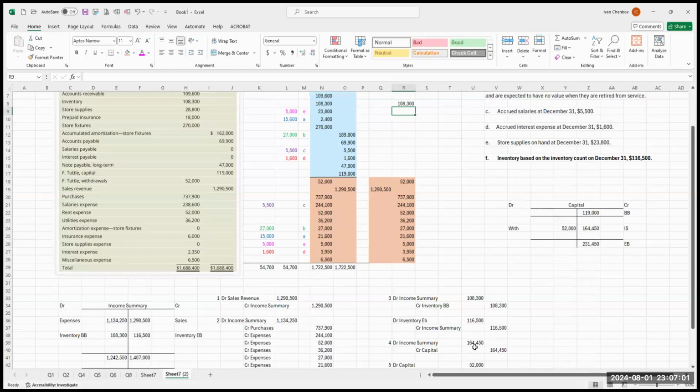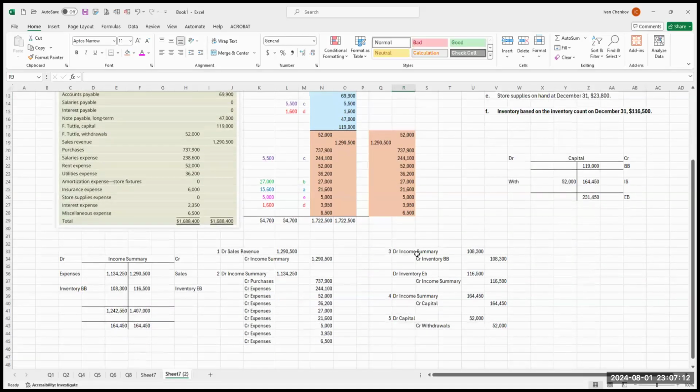If I add 106,500, my balance is going to be that much. That's what I want, my ending inventory to be 116,500. Where are those debit and credit going to go? To the income summary account. After that, we're going to check the income summary. As you can see, the income summary account has a credit balance, which is great for the owner. How are we going to close it? By debiting exactly the same amount.